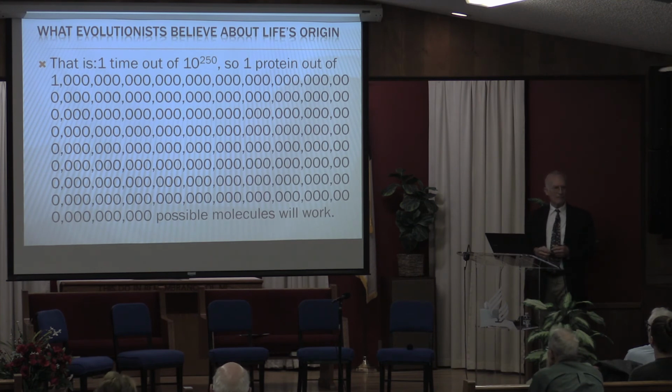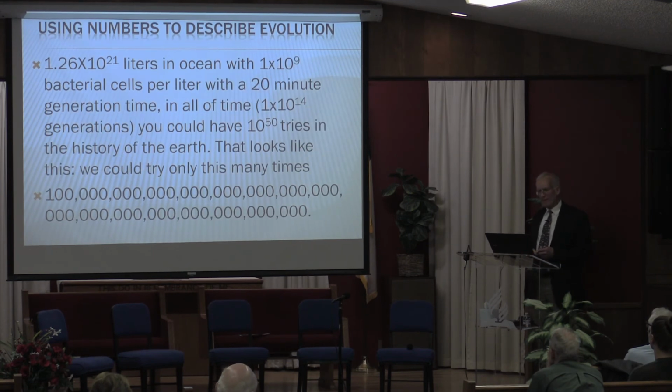That's a lot. I don't know, million, billion, trillion, quadrillion, quintillion. I can only go so far. So I can't really give you an idea of how big that is, but we can try. If we take the whole ocean, that's about 10 to the 21 quarts of water, or liters of water, and we put 1 billion bacterial cells per liter, and we allow 20 minutes for those bacteria to replicate, and every time a bacterial cell replicates, it tries a different combination of protein. So that's 1 billion cells in each of 10 to the 21 liters of ocean water.